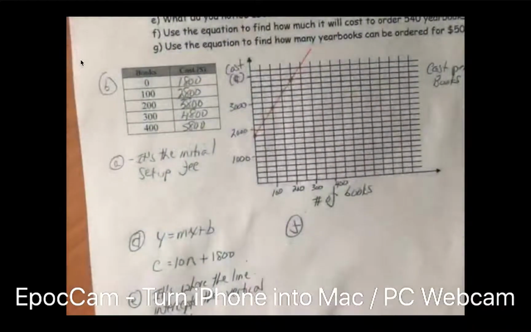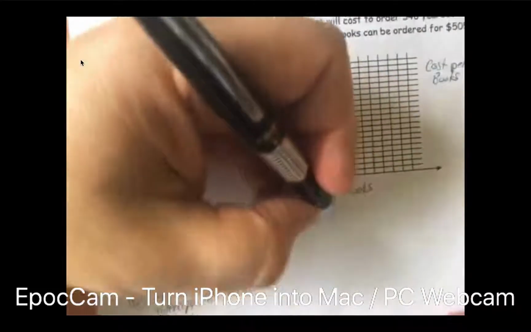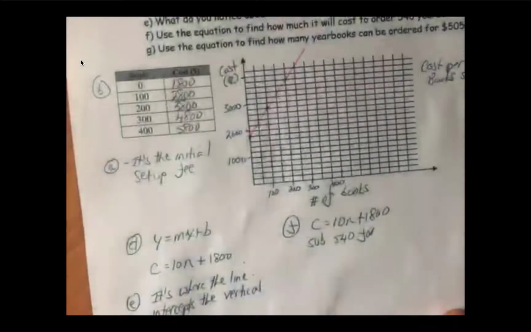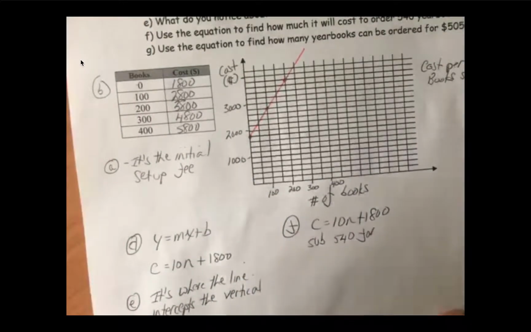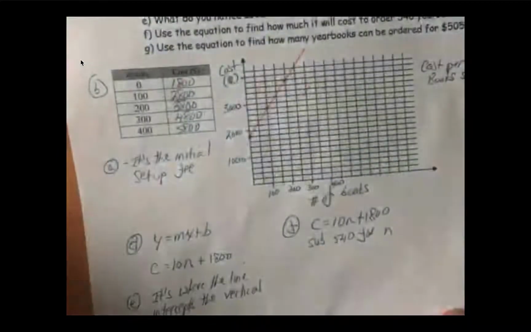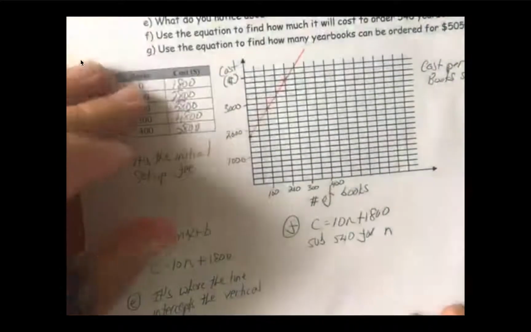F asks us to use the equation to find out how much it will cost to order 540 yearbooks. So our equation is C equals 10n plus 1,800. And we're going to substitute 540 for what? Which variable are we going to replace with 540? Is it going to be the C or is it going to be the N? It's going to be N because it's 540 yearbooks that we are substituting, and N represents the number of books. So let's plug that into our equation.